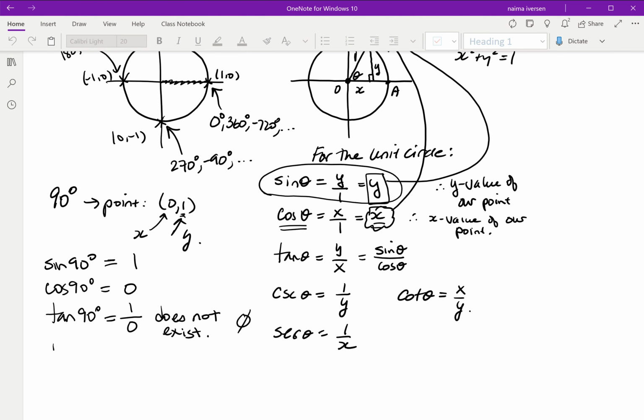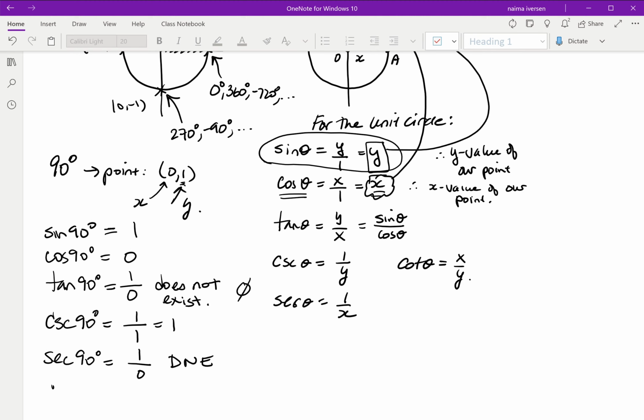If I was trying to find cosecant of 90 degrees, it would be 1 over my y value, which is going to be 1. If I was trying to find secant of 90 degrees, it would be 1 over my x value, which does not exist. I'm going to abbreviate it, DNE. If I was going to try to find cotangent of 90 degrees, it would be the x coordinate, which is 0, divided by the y coordinate, which is 1, and 0 can be divided by 1. 0 divided by 1 is going to be 0.